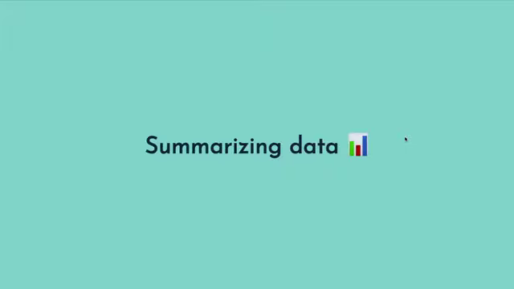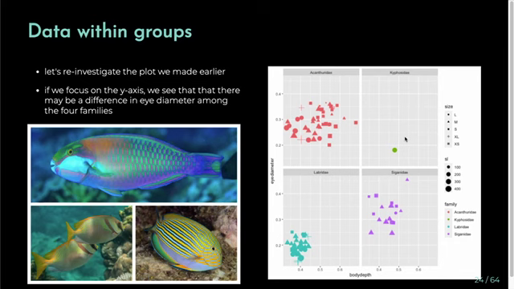All right, so let's talk about summarizing data in your plots. So if we're reinvestigating the plot we made earlier, then we see that if we just focus on the y-axis, we see quite a different spread. The acanthurids are sort of between 0.2 and 0.4. Labrids are much lower, and then the scarids seem to be sort of the largest in terms of the eye diameter. Kyphosids are way down here, and this is great.